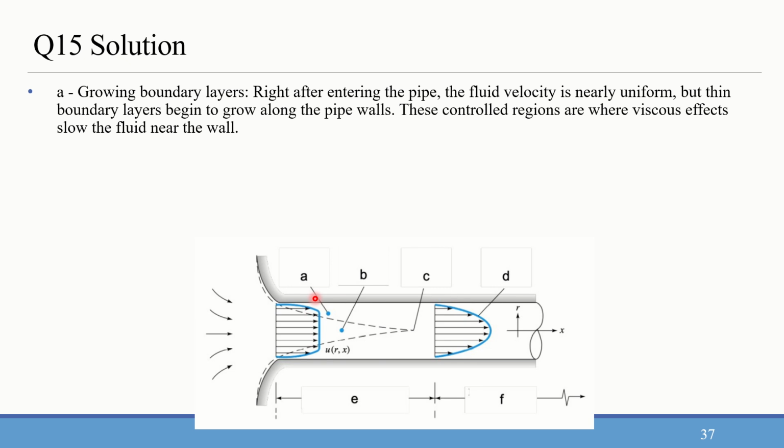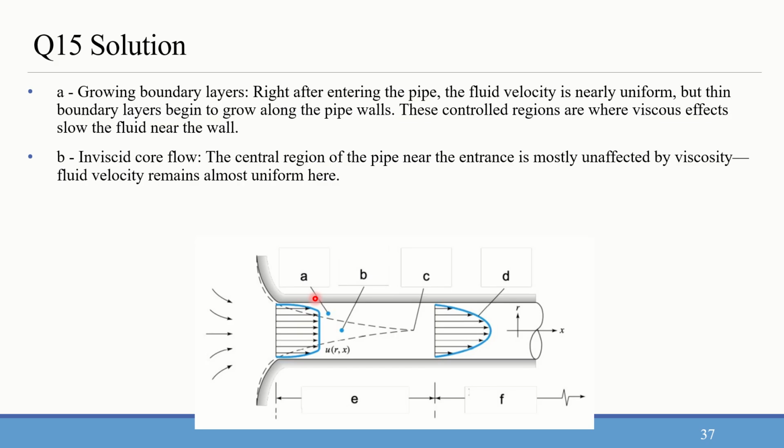But anyways, growing boundary layers: immediately after the water has entered the pipe, fluid velocity will be uniform, but near the walls the boundary layers begin to grow, and these are regions where viscous effects are there and they slow the fluid near the walls. And second is inviscid core flow. The central region of the pipe near the entrance is mostly unaffected by viscosity. Fluid velocity remains almost uniform here.